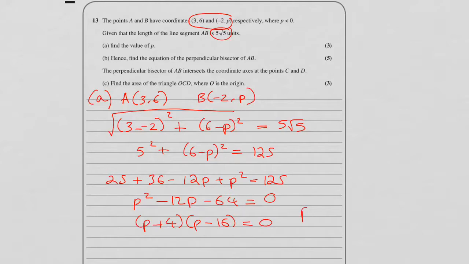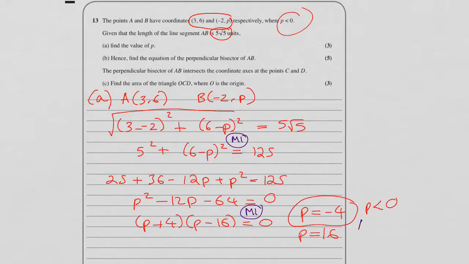And then we have 2 values of p, minus 4 and 16. But actually it says up here p is less than 0. So because p is less than 0, we're going for that one there. Okay? Right, marks. So you get 1 method mark for attempting to use Pythagoras' theorem. You get 1 mark for getting down to a quadratic. And then you get your accuracy mark for finding the values of p and choosing the correct one.